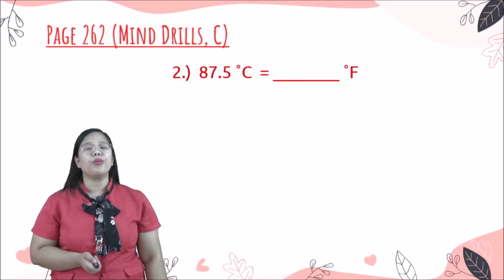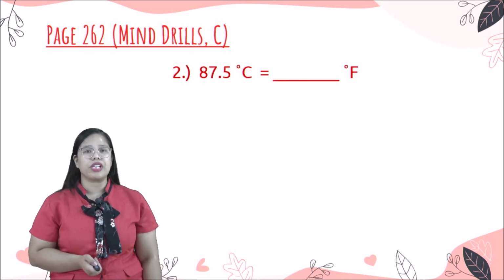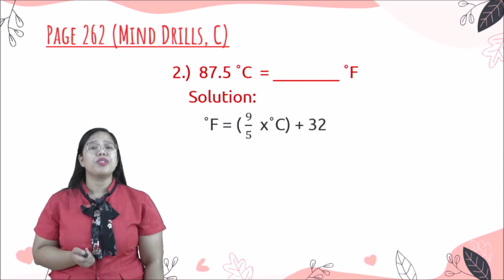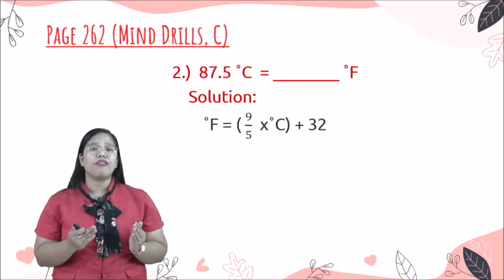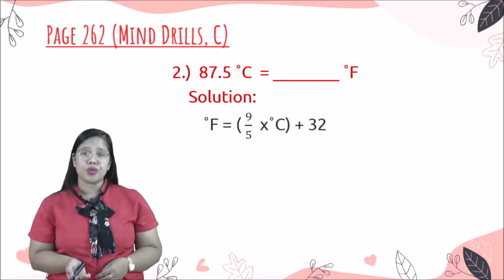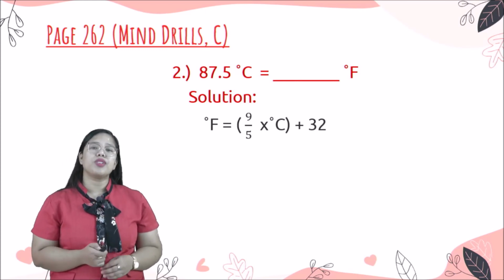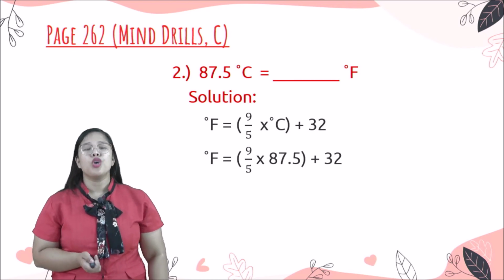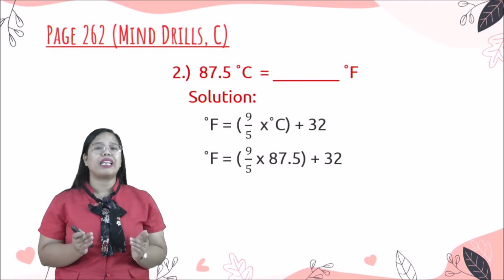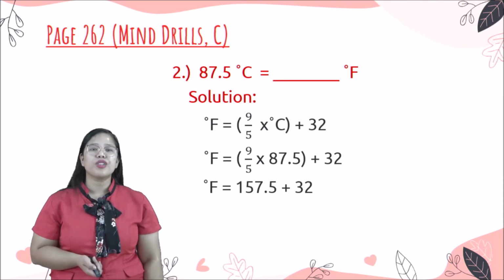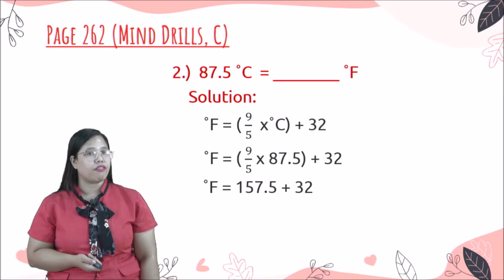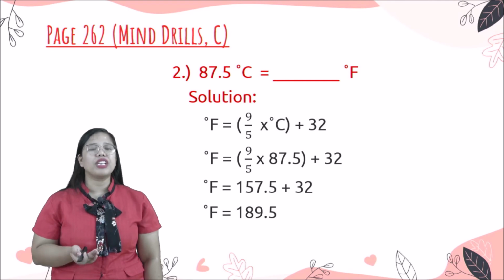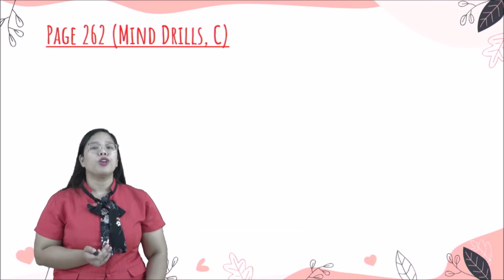For the next number, we have a given of 87.5 degrees Celsius equals blank Fahrenheit. So we will be using again the formula, the quantity of 9 over 5 times degrees Celsius plus 32. So we will be substituting the value of degrees Celsius, which is 87.5. So we will multiply 87.5 by 9 and divide it by 5. So the answer will be 157.5. And we will add the 32. So the answer will become 189.5.